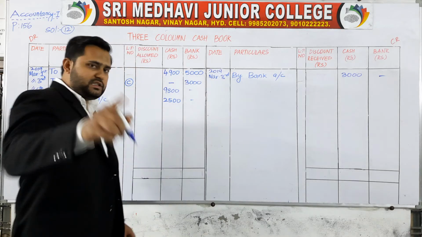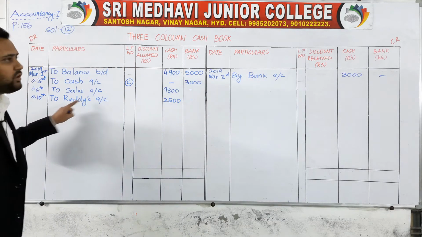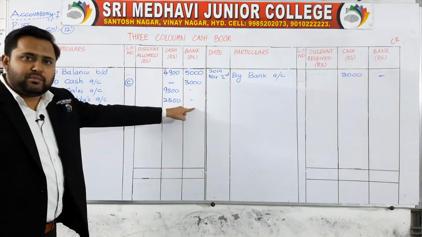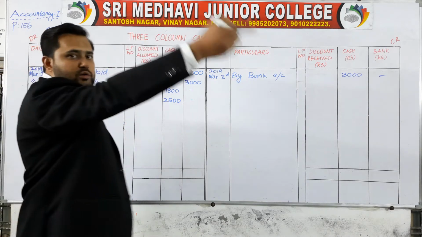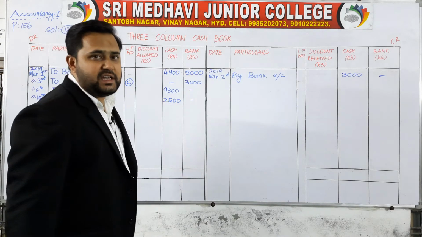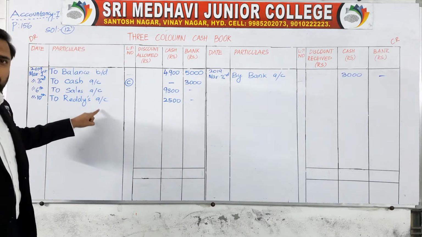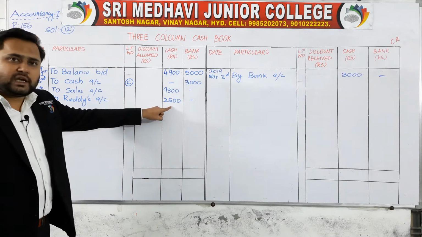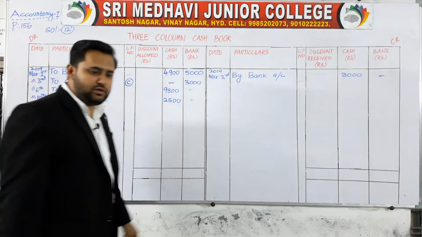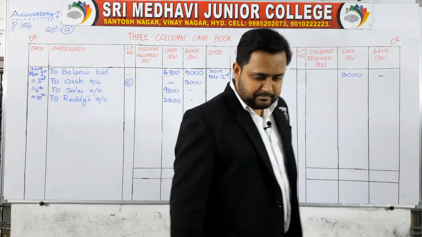2,500. You are receiving a check here but not writing it in the bank column. Why? Because you may deposit the same check on the very next date or any other date. That is why, although you are receiving a check, you have to write the amount in the cash column, because you are not depositing on the same date.